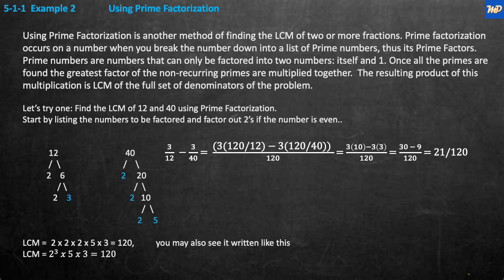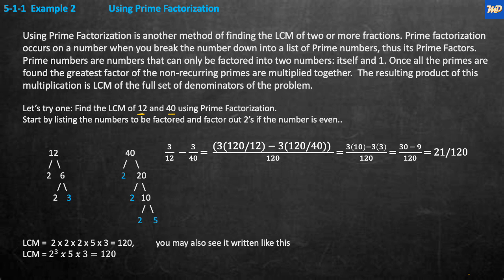So let's try one. Find the LCM of 12 and 40 using prime factorization. So right here, we have 12 and 40. Those are our 2 numbers. Start by listing the numbers to be factored and then factoring out the 2's if the numbers are even. And if not, then you're going to find out what the next lowest prime is, but I'd start with 3 as the next one. But in this case, we're going to start with 2.